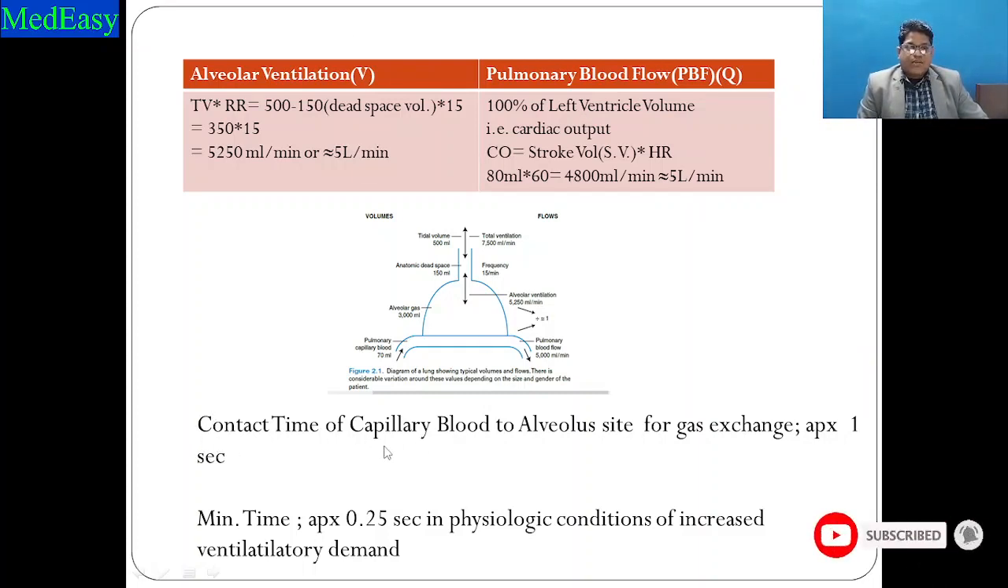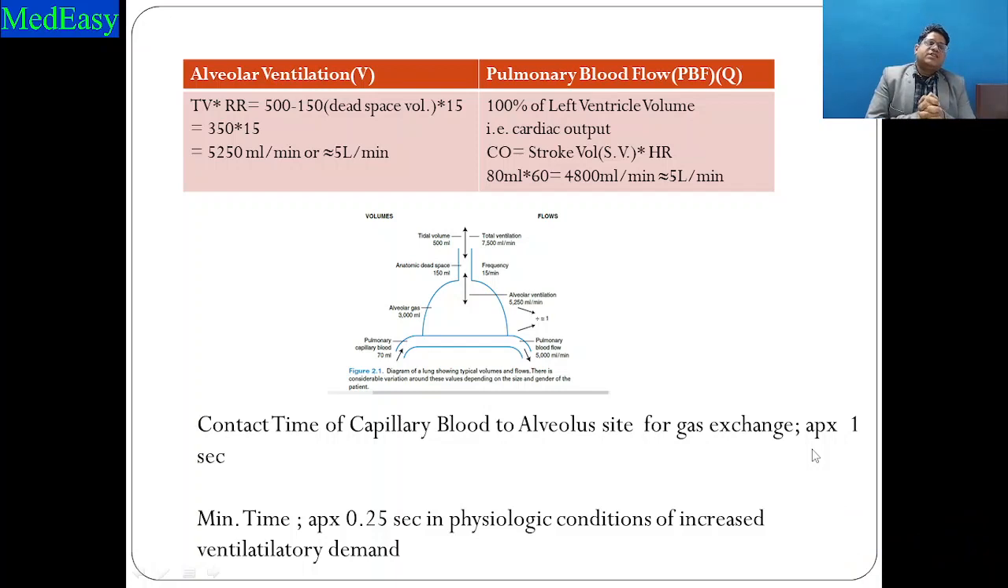And what is the contact time of capillary blood at the alveolar site for gas exchange? All the blood that is coming in the pulmonary blood flow gets saturated with oxygen in less than 1 second in the resting phase. But in case of exercise, in case of increased ventilatory demand, this time can be as low as 0.25 second also. So this is the minimum time that is required for almost complete blood to get saturated with oxygen in the pulmonary interstitium or alveolar capillary area.